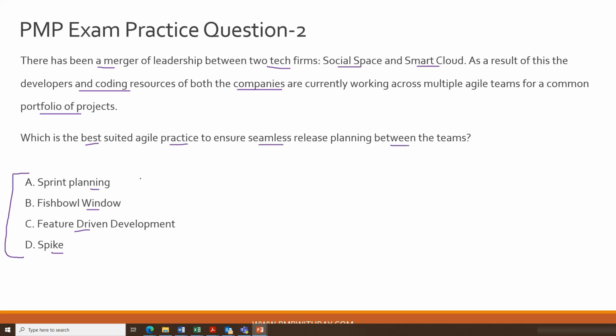Okay, so there are four options given. So the only way you'll be able to answer this question is if you know what is a sprint planning, what is a fishbowl window, what is feature driven development, and what is a spike. Okay, so let's go one by one.